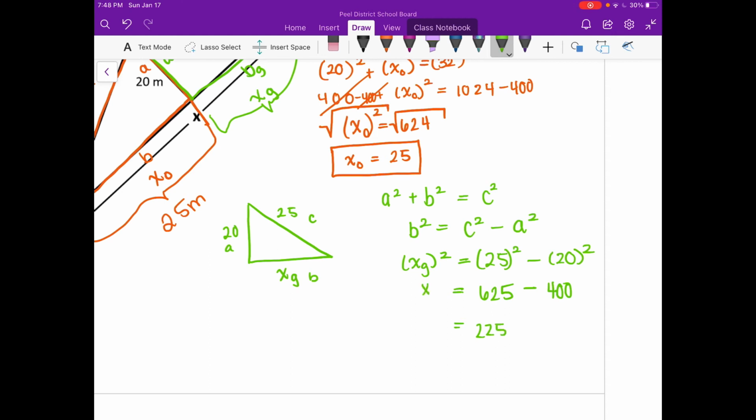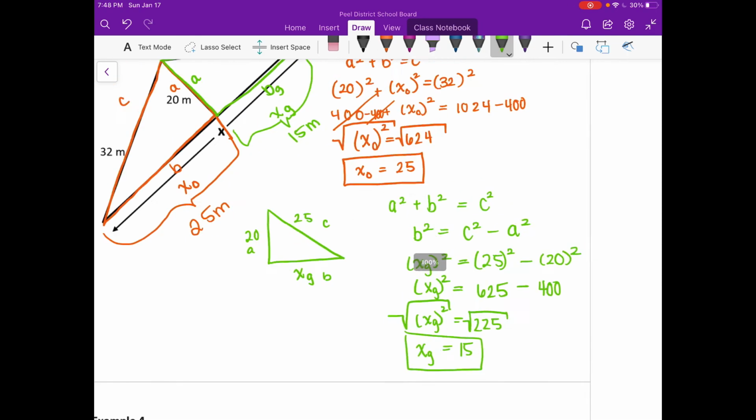Right, so it's still x_g squared, x of the green triangle squared. We want to get rid of that squared on that side, so we've got to do square root on both sides. The square root of 225 is, x_g is equal to 15. That means that this side is 15 meters.